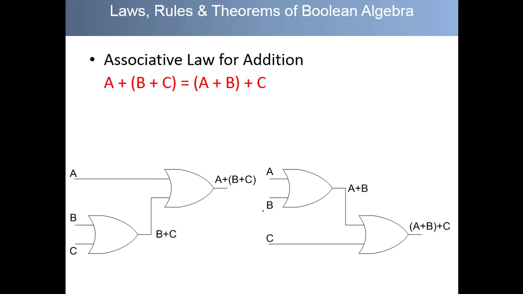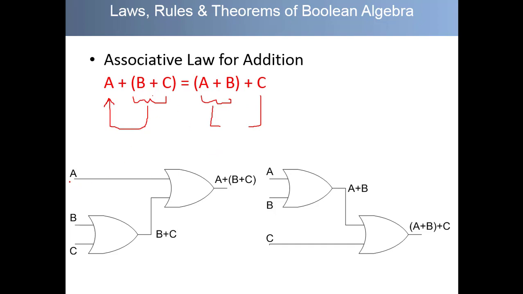The third law is the law of association. It means that if we have three binary variables a, b and c, and our task is to perform their addition, then if we take the addition of b plus c and then add it to a, the result would be the same if we take a plus b first and then add the result with the c variable.